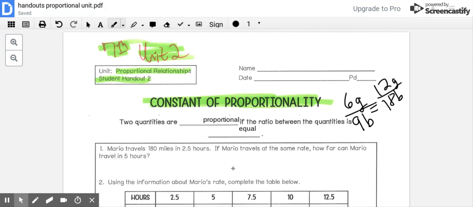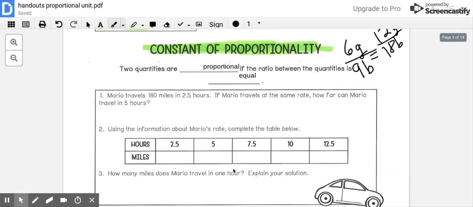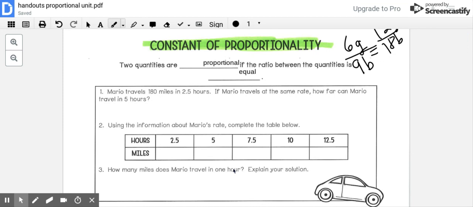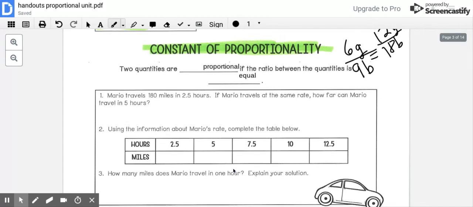Okay, so the first question says, Mario travels 180 miles in 2.5 hours. If Mario travels at the same rate, how far can Mario travel in 5 hours? So using that info about Mario's rate, complete the table below. I want you to pause the video right now and try to do it yourself, and then I'm going to continue to do it.